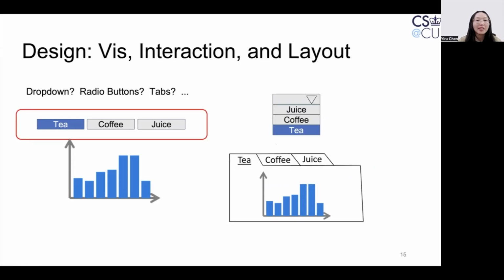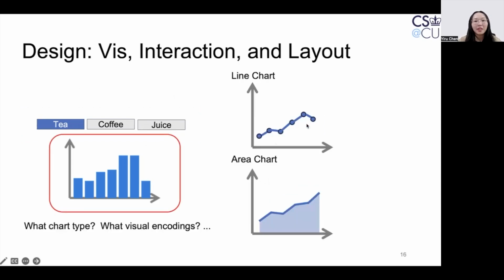Even knowing this, there are still many design considerations. For the interaction, she can use buttons to lay out all 3 choices, or a drop down or tab, etc. For the visualization, she needs to decide what chart type to use and what visual encoding it should be, like line chart, area chart, etc. She also needs to decide the layout, whether to lay out the interaction and the chart vertically like this, or horizontally side by side. The design space is very large even for this simple example.